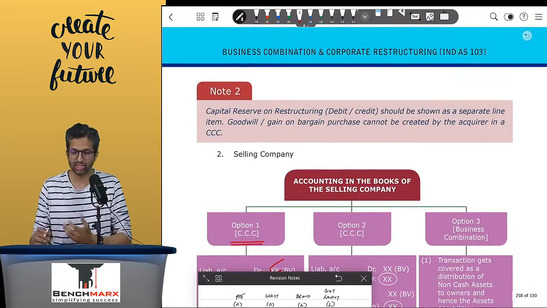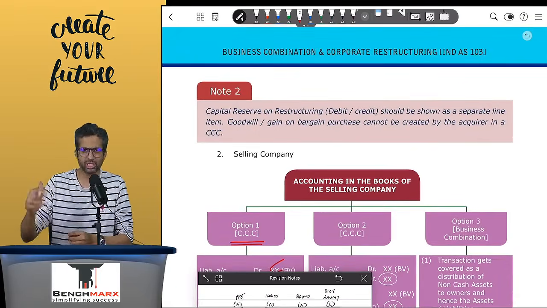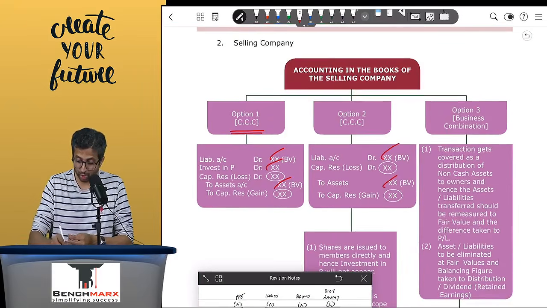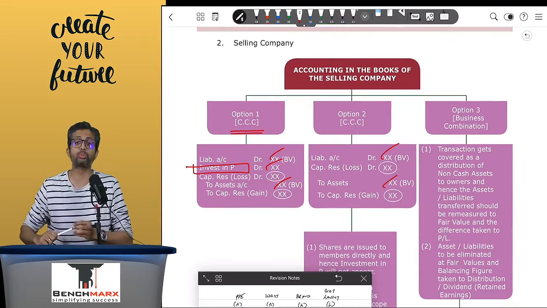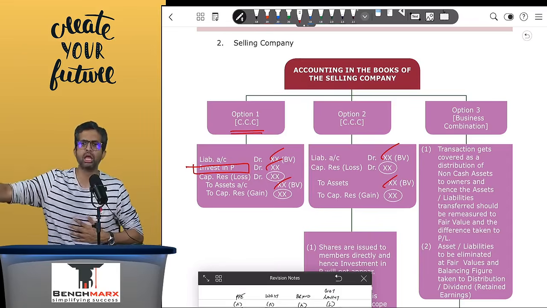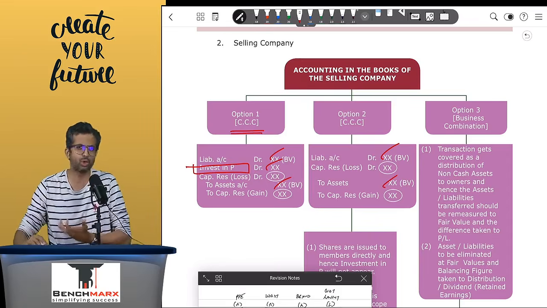In the books of the selling company, what will happen is, in this case, still everything will remain the same. You will derecognize the liabilities. You will derecognize the assets, but here you will not get this investment. Like if this investment was obtained in case 1, that investment will not be obtained. So you have to remember that you will not get the investment or shares in Y, because they will be given to your members and your members are different from you. So that is the only point of difference.